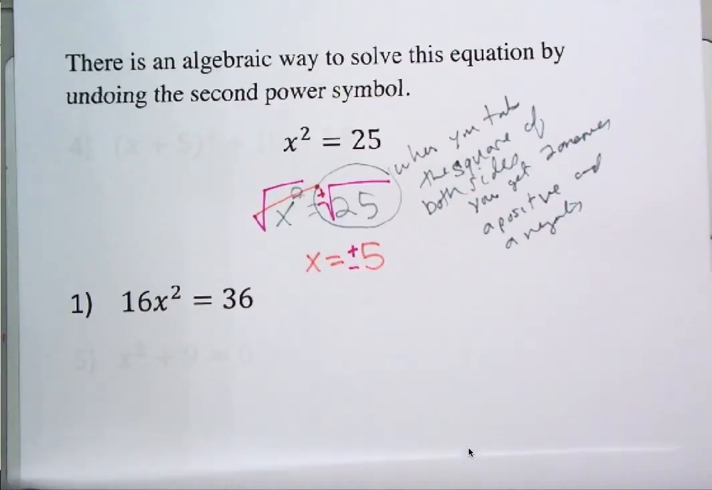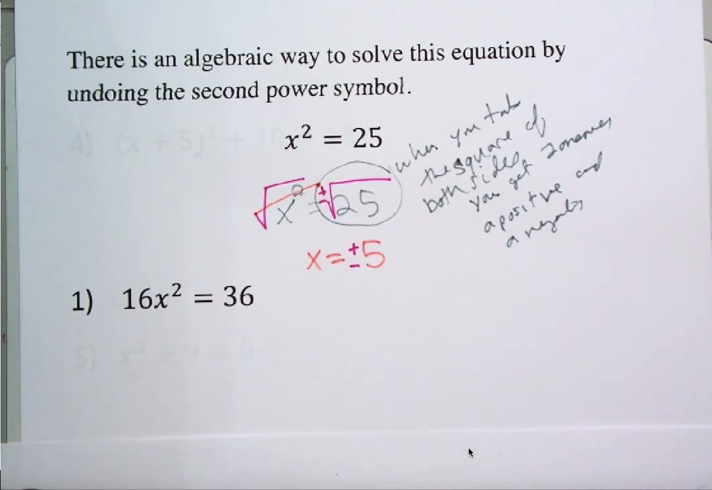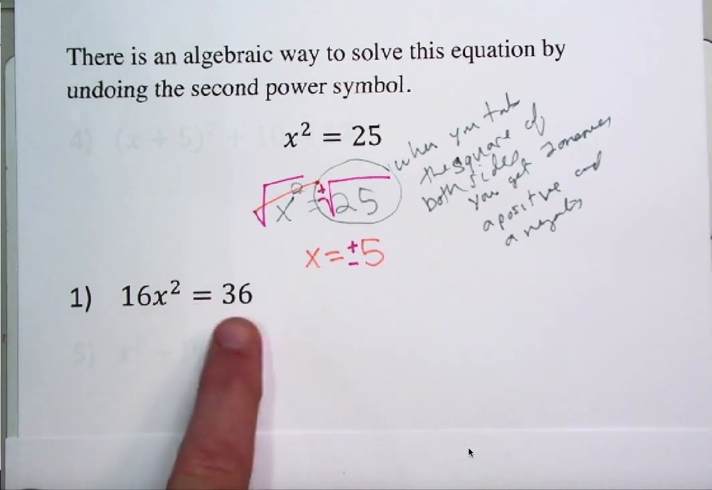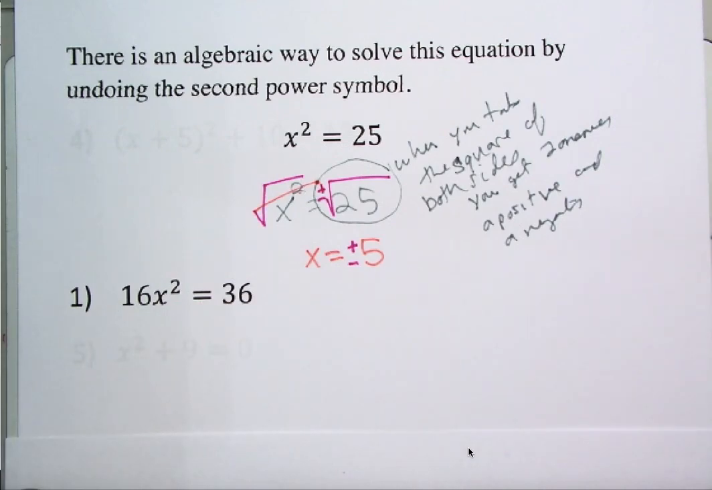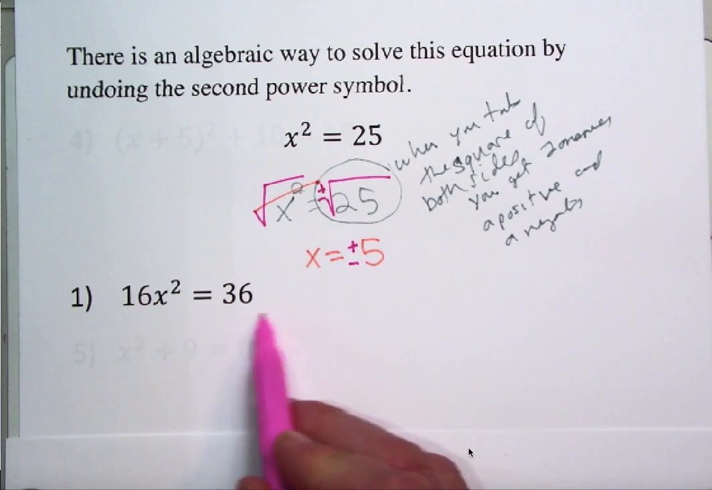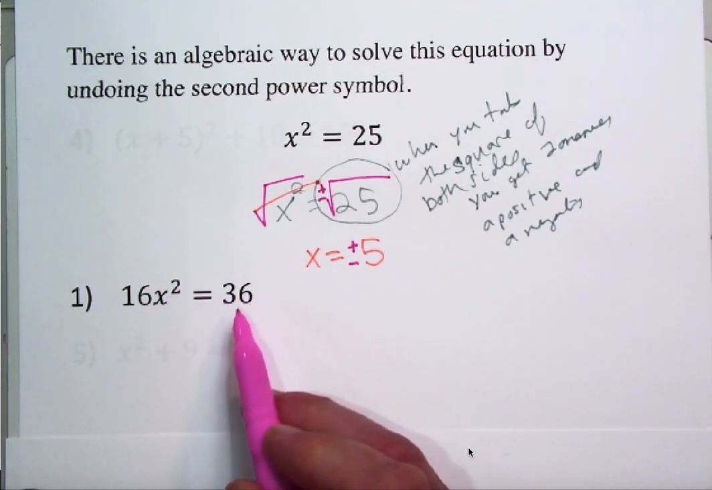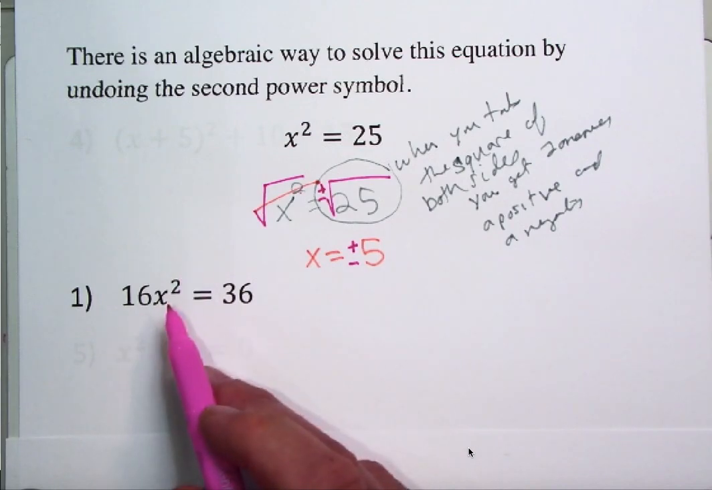Okay, so here's our example. We're going to look at this, and we're not going to set it equal to 0, because if you did, you would notice that there's no b term if you set it equal to 0. You'd only have an ax squared and a c term. So if you don't have a b term, you can do this. So we have 16 times x squared equals 36. We're going to solve this for x. Okay.